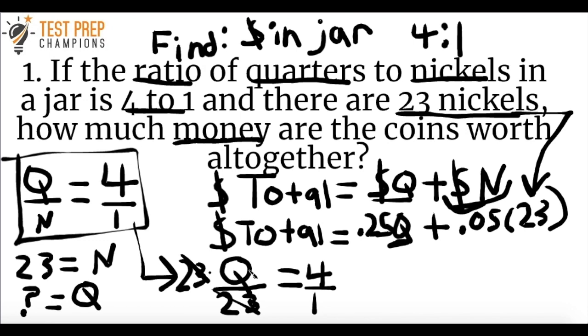We're going to have Q by itself on the left-hand side of the equation, and whatever you do to one side, you also have to do to the other side. So we're going to multiply by 23 on both sides. So we're going to do 4 times 23 here.